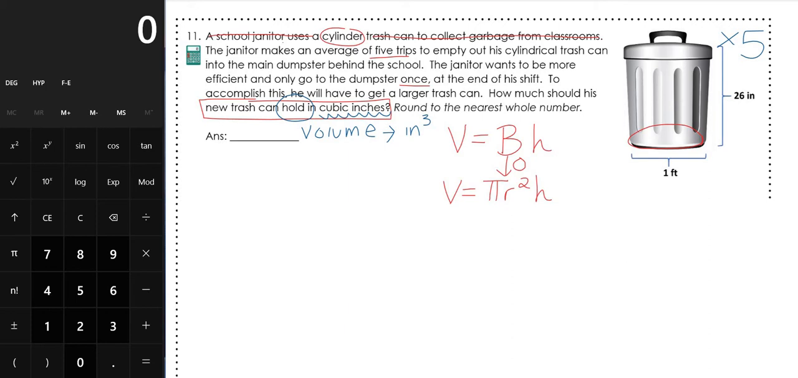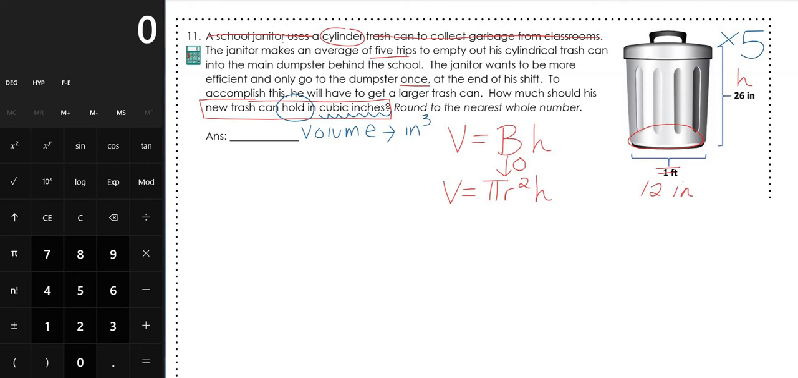Remember that we want to get inches cubed. They show us a height of 26 inches. And they give us this width for the trash can, which really is your diameter, but they give it to us as 1 foot. You cannot have feet in your equation. They want inches cubed as your final answer, so you have to convert. In 1 foot, you have 12 inches. So instead of writing 1 foot, I'm going to replace this with 12 inches.